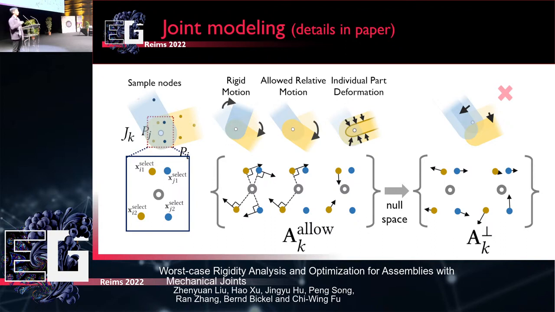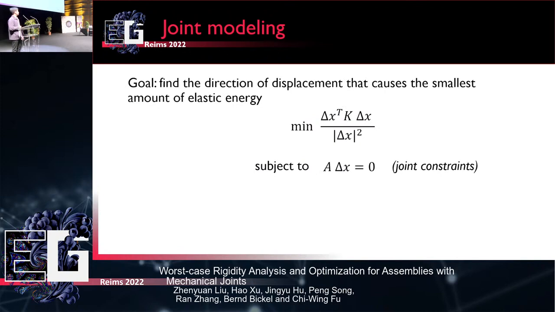So if we do this for each joint and aggregate them together, we get a set of linear constraints of this form, A delta x equal to 0. That will be the joint constraint. It looks quite plausible because we find all the motion that is not allowed by the joint and kick it out from the solution space.